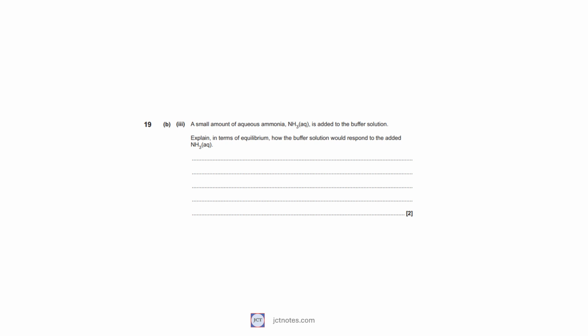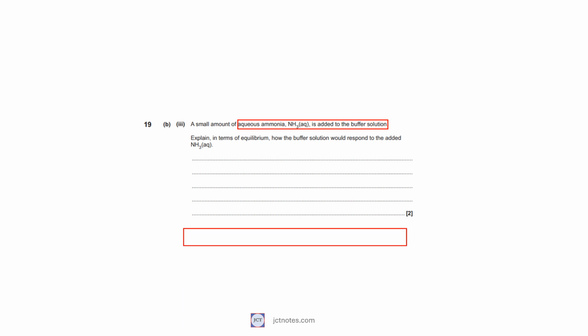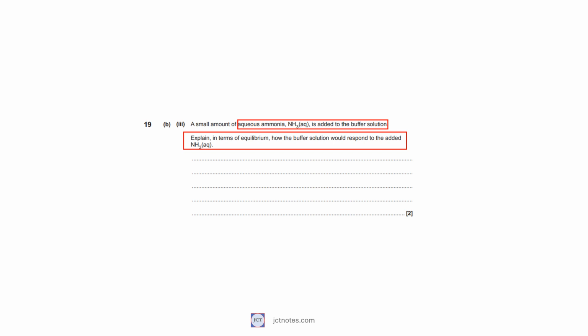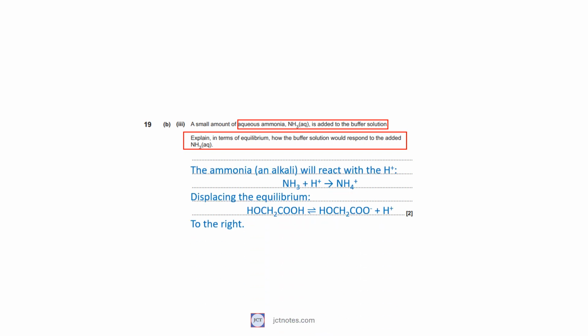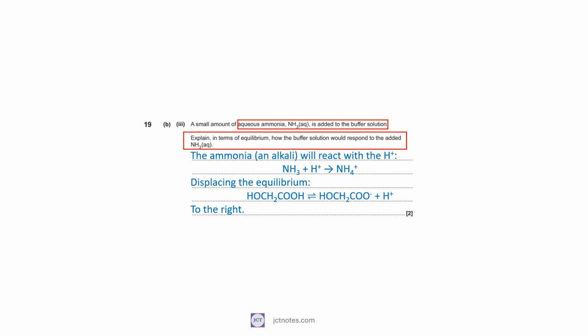The last question in question 19, part B: a small amount of aqueous ammonia is added to the buffer solution. We are asked to explain, in terms of equilibrium, how the buffer solution would respond to the added ammonia. The ammonia, an alkali, will react with the protons, forming ammonium ion, and will displace the equilibrium glycolic acid glycolate to the right.